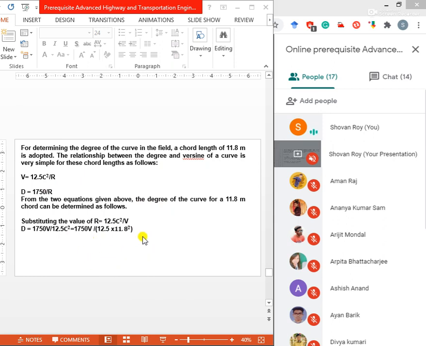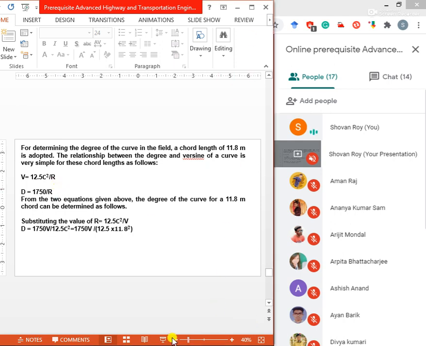Normally a 62 feet chord is used; if the chord is 11.8 meters, that is in meters, and if FPS units are given, then a 62 feet chord should be taken. So the curve can be of as many degrees as there are centimeters or inches of the versine of the chord length. And after that, the elements of a circular curve.